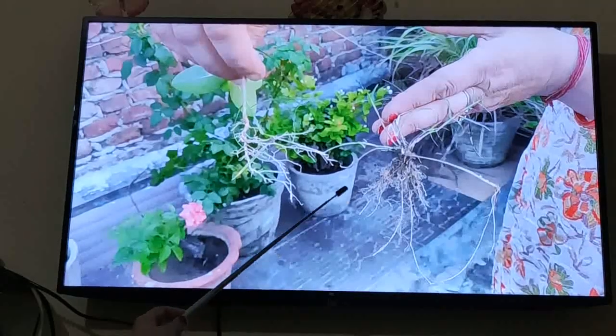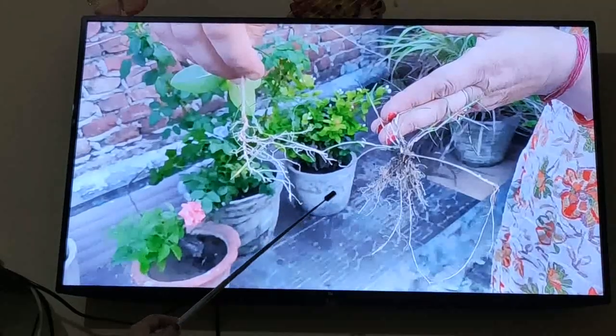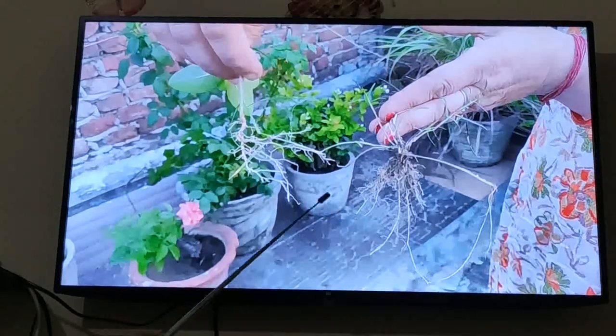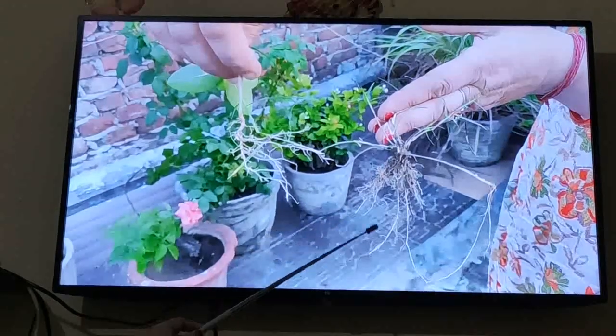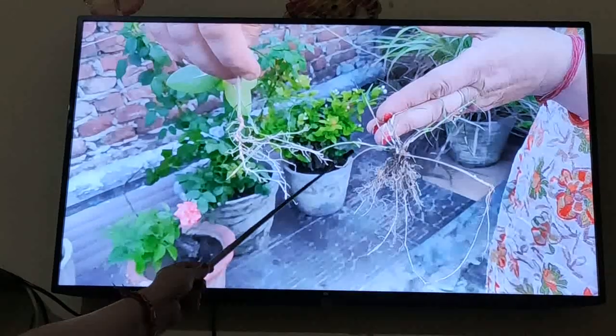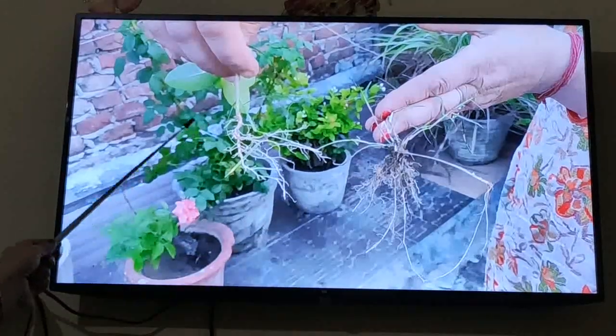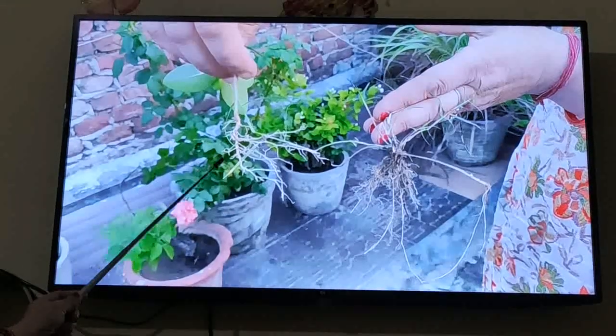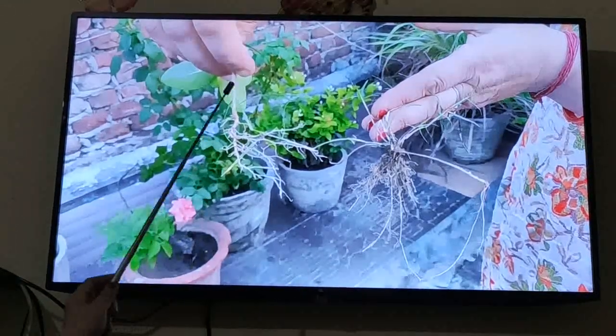Examples of taproots: pea plant, neem tree, mango tree, etc. Examples of fibrous roots: wheat, paddy, and grass. Look over here, this is grass, and this is a sadabahar plant. You know the root of this one is a taproot, and this is a fibrous root.